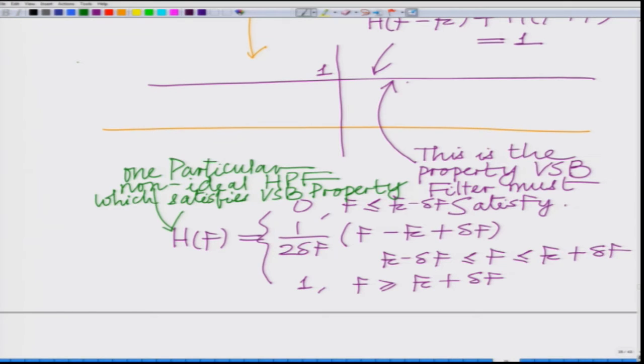All right. So what we have seen in this module is that one can implement a non-ideal version of single sideband modulation. In this particular case, we have chosen upper sideband modulation, a non-ideal version of which is termed vestigial sideband modulation, with a non-ideal high pass filter. And we have shown that if the high pass filter satisfies a certain property, that is HF minus FC plus HF plus FC equal to unity, then you can reconstruct the transmitted message signal MT without any distortion by demodulating with cosine 2 pi FCT at the receiver.